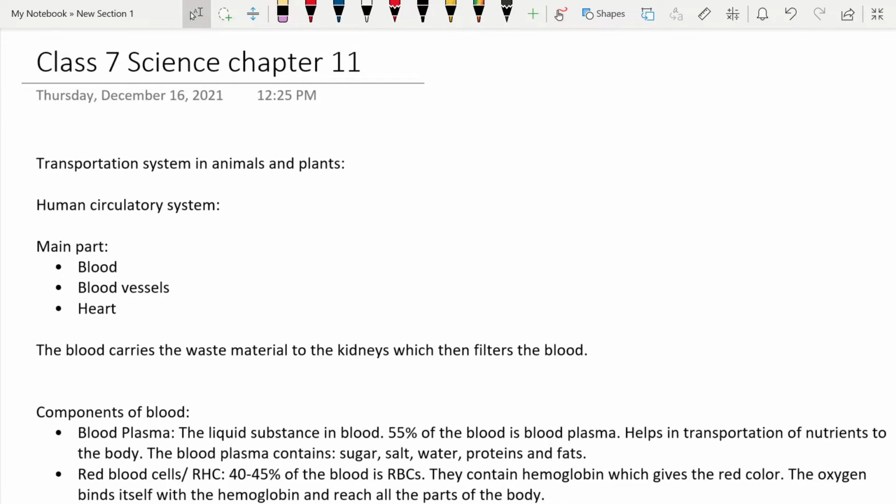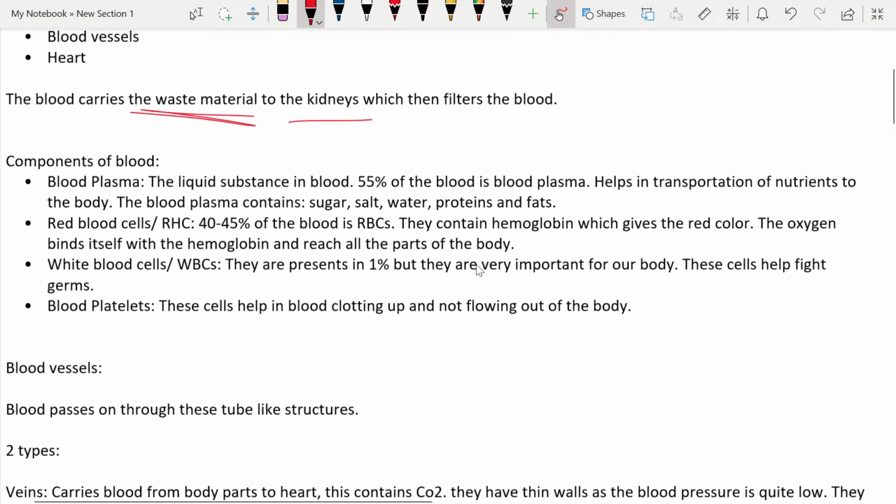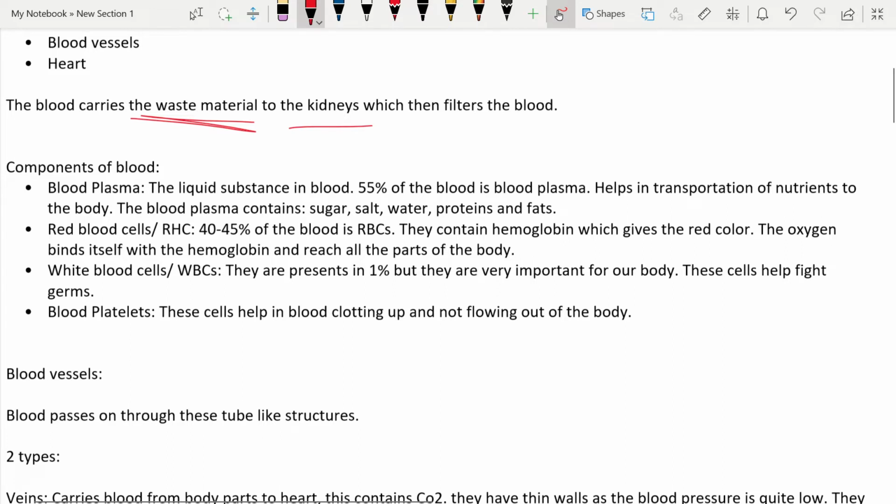Human circulatory system. Main parts: blood, blood vessels, and heart. The blood carries the waste material into the kidneys, which then filters the blood. Components of blood. Now this is quite important, so listen carefully. Components of the blood. First we have got blood plasma, red blood cells or RBCs, and white blood cells or WBCs, and blood platelets.